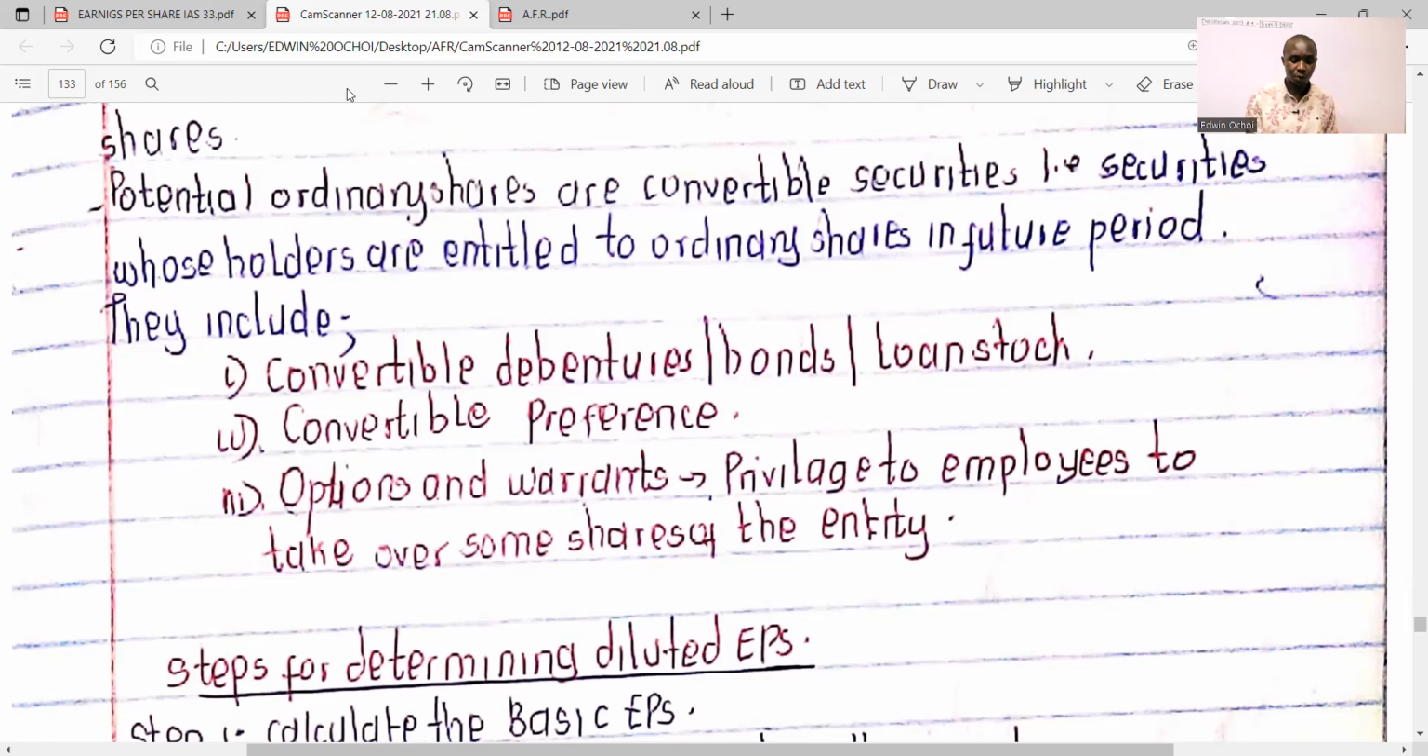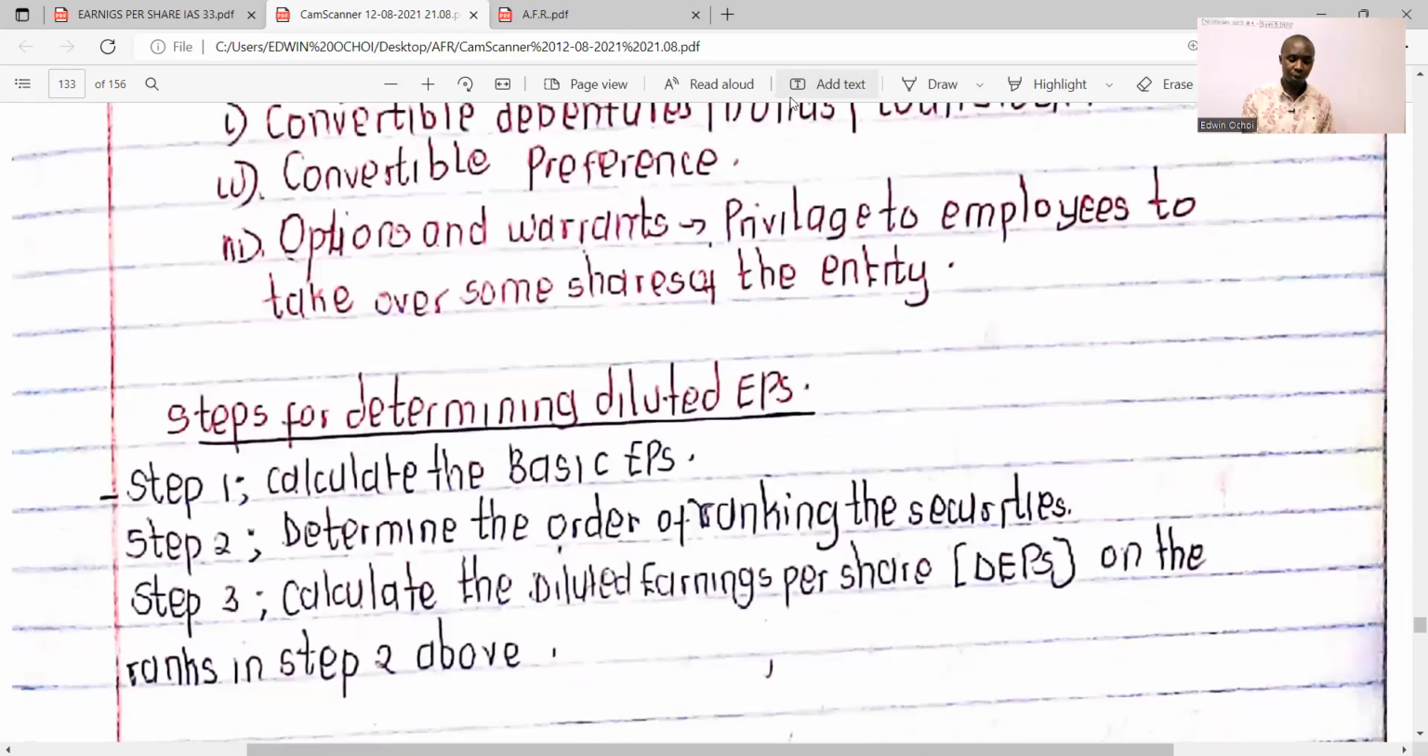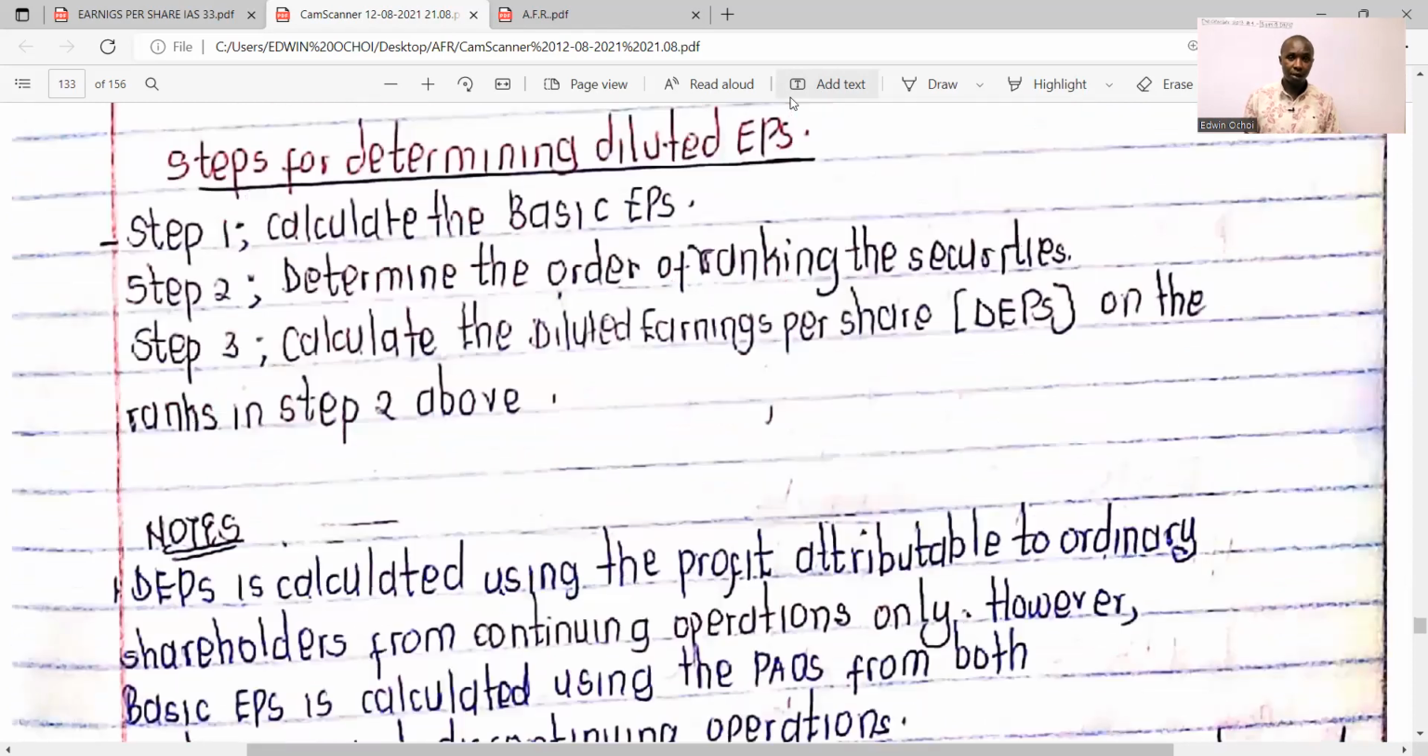We always make the assumption that they have been converted to ordinary shares for us to compute diluted EPS. Because if there is no increase in the ordinary shares, then the basic EPS and the diluted EPS will be the same. So, steps for determining diluted EPS. The first thing you are supposed to do is calculate the basic EPS, the profit divided by the number of ordinary shares.